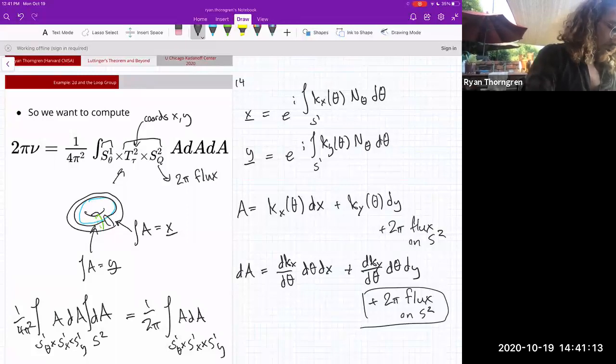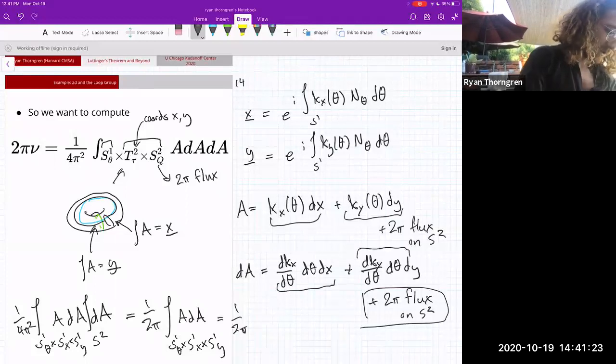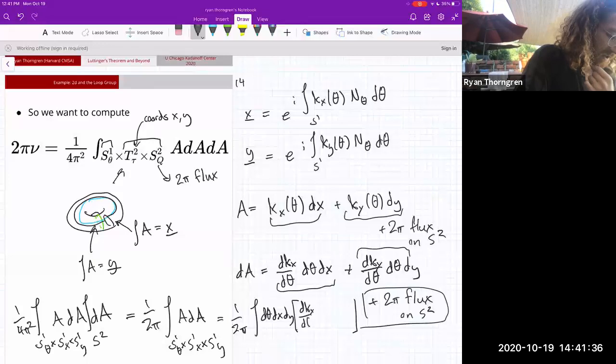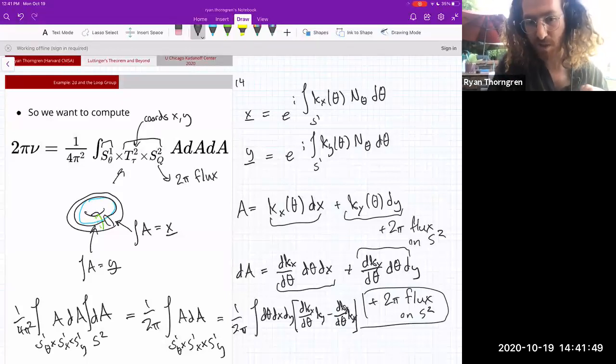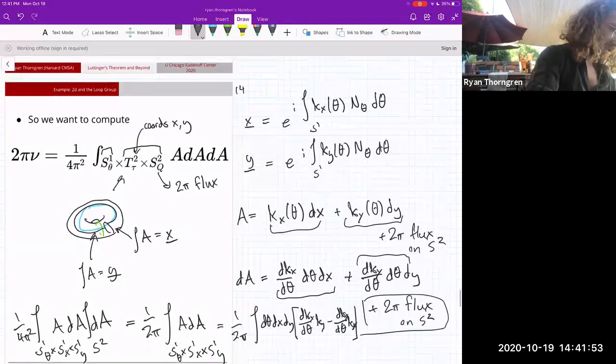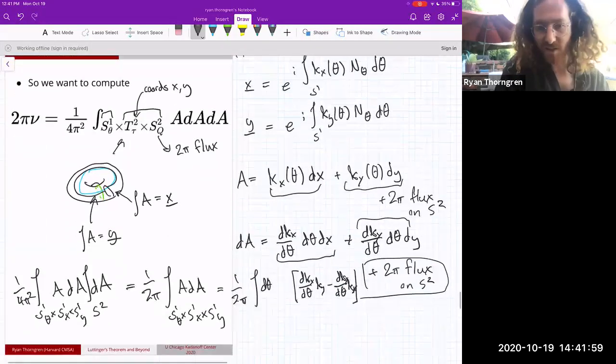And basically we're going to get 2 terms. We're going to get a term that combines this term and this term, and a term that combines this term and this term. And when you put it together, d theta dx dy, I'm not going to be careful about the signs here, but we have dkx d theta ky minus ky d theta kx. And now these k's only depend on theta. They don't depend on x and y. So we do the integral over the torus. The torus just has volume 1 by how I've normalized it. So we're left with this 1D integral.